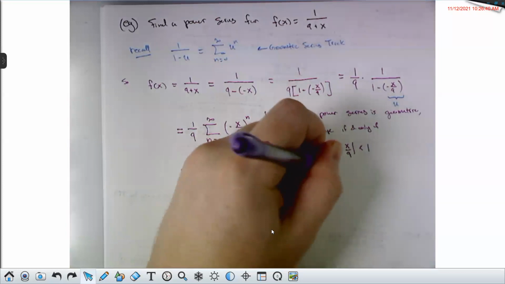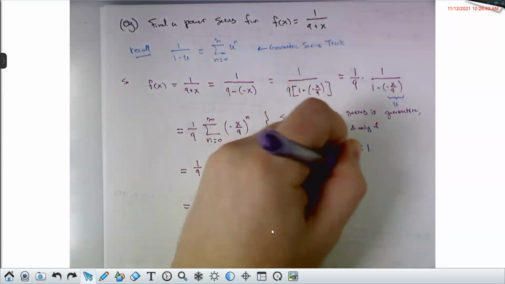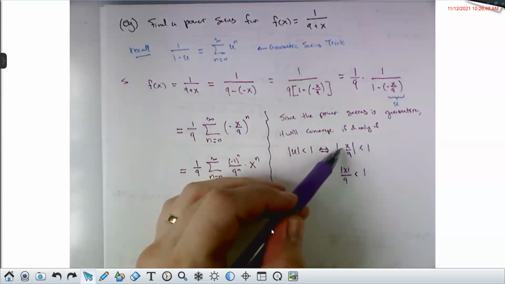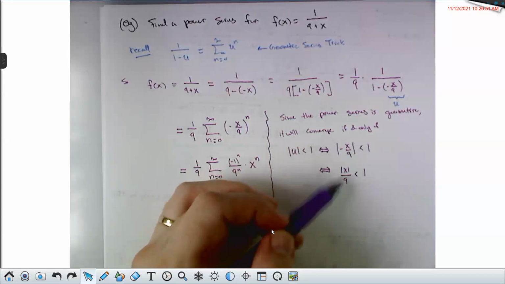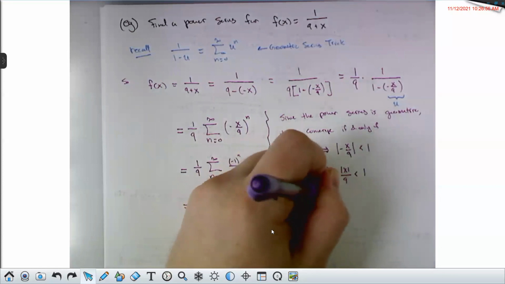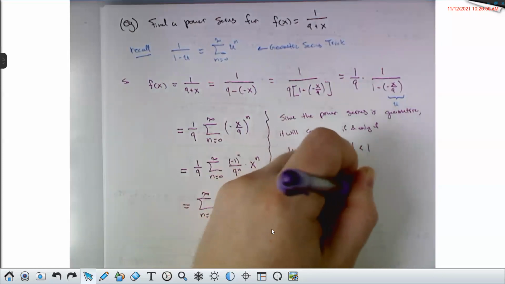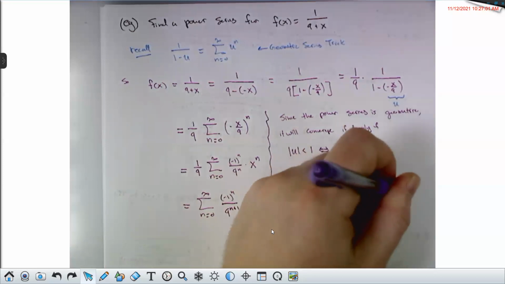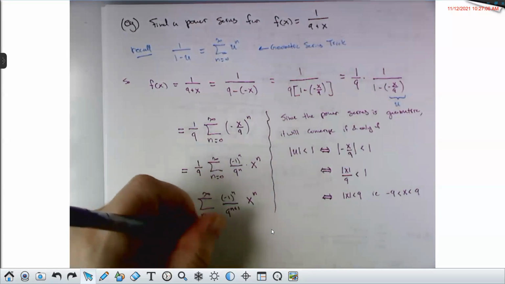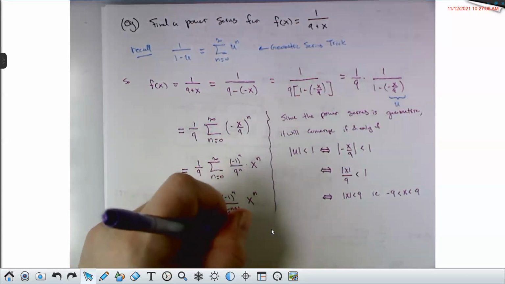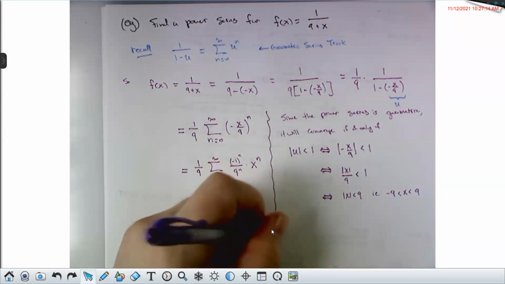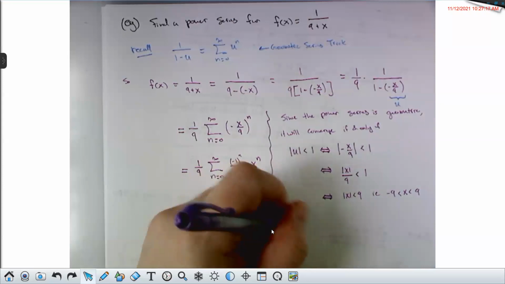And we've been playing these games with absolute value inequalities for a while. This is the absolute value of x over 9 less than 1, because the absolute value of a negative thing is just that thing, and then the absolute value can be split up over the fraction. So we get the absolute value of x is less than 9, i.e. negative 9 is strictly less than x is strictly less than 9. So the IOC is the open interval from negative 9 to 9, and the ROC is the number 9.